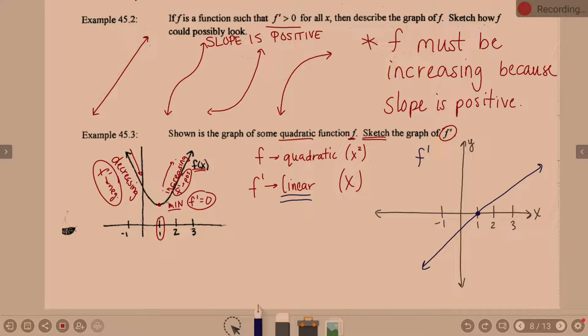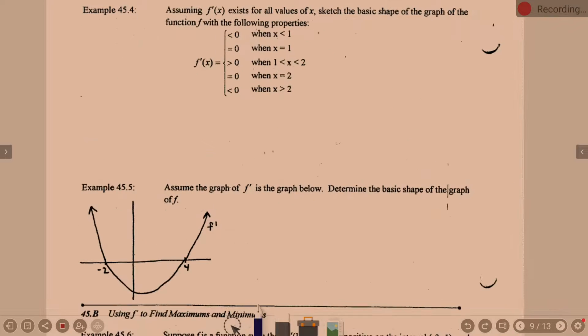Okay, ready to try the next one? Example 4. Is this a dang piecewise function? Actually, no. They give us piecewise. The derivative is listed as piecewise, but we're actually going to draw just a normal graph. We're not drawing this function right here. We're drawing f, assuming f prime exists for all values of x. So assuming nothing funky. That's the way I take that to mean.